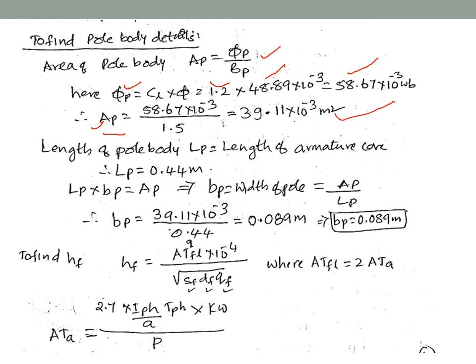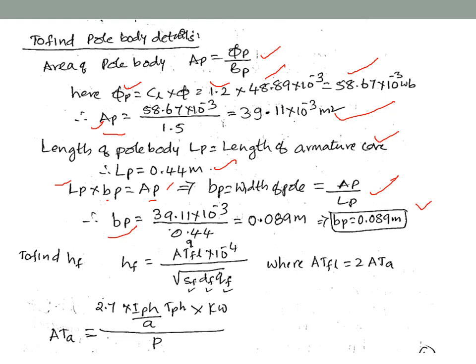The length of the pole body, LP, is equal to the length of the armature core, so LP is equal to 0.44 meter. Now this length into breadth is equal to AP. AP we know, so now the breadth can be found. Breadth is equal to AP by LP. So the width of the pole comes out to be 0.089 meter.